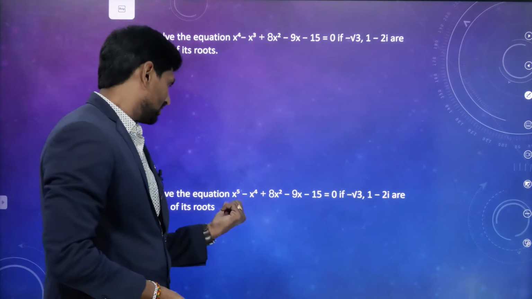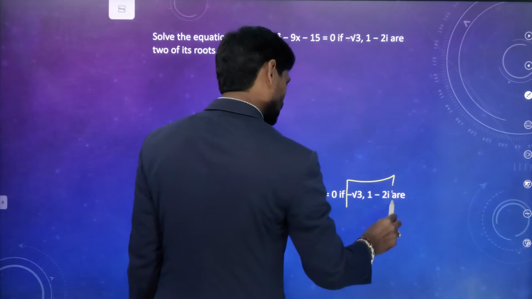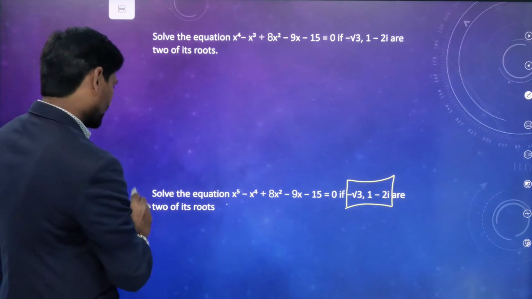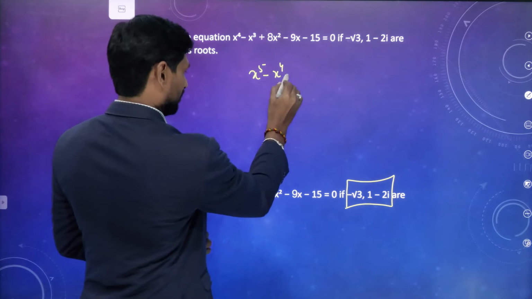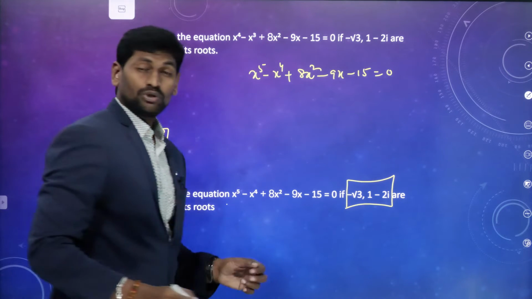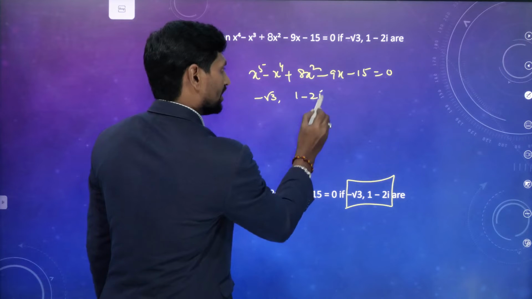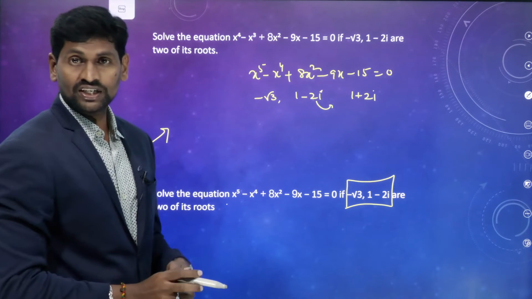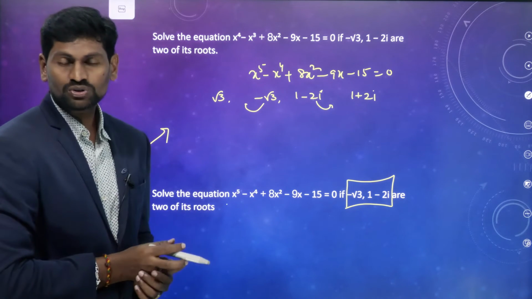Now see this polynomial with degree 5. We are having the roots minus root 3, 1 minus 2i. Now this one I am writing here: x power 5 minus x power 4 plus 8x square minus 9x minus 15 equals 0. Two of its roots are given, minus root 3 and 1 minus 2i. What is its conjugate? Conjugate will be 1 plus 2i. Minus root 3 conjugate is plus root 3.